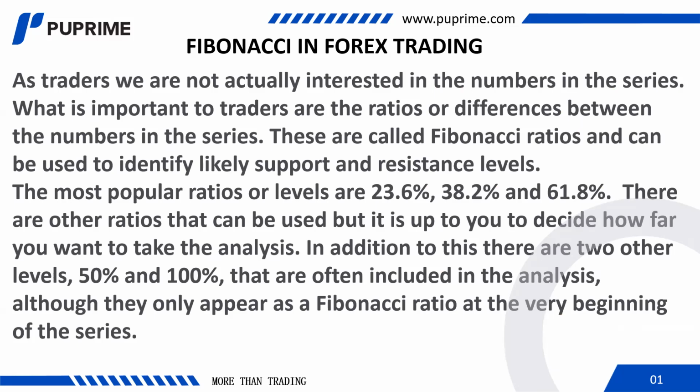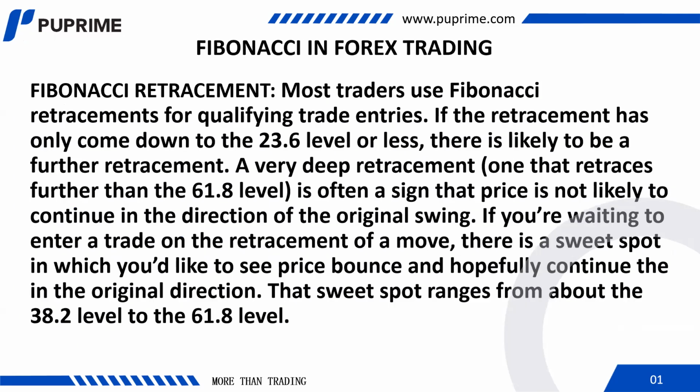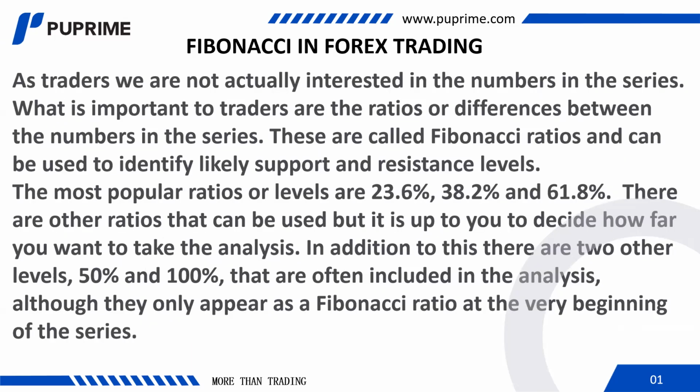So we have 23.6, we have 38.2, and we have 61.8. These are the ratios that can be used to know how far price might go. In addition to this, there are two other levels in Fibonacci: 50 and 100%. The 50% is included from the beginning of the series. Most importantly, the ratios or gaps between these numbers are very important. So the three important Fibonacci ratios are 23.6, 38.2, and 61.8.